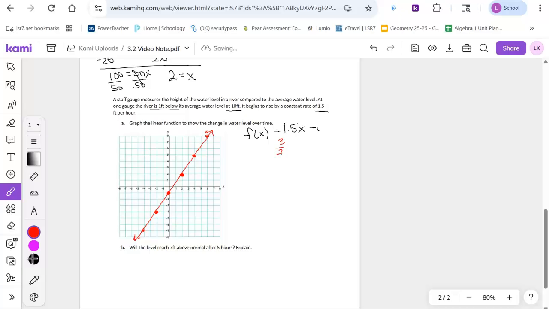It says, will the level reach 7 feet above normal after 5 hours? Explain. So there's a couple different ways we can do this. X equals hours, okay? So then I could put in f of 7 equals 1.5 times 7 minus 1, and then solve this.